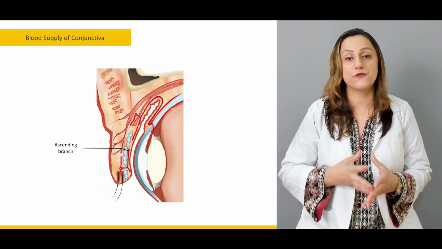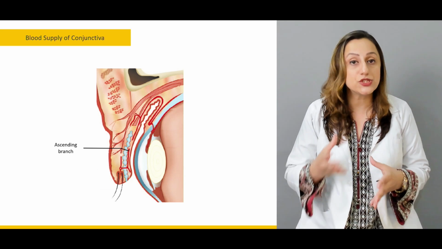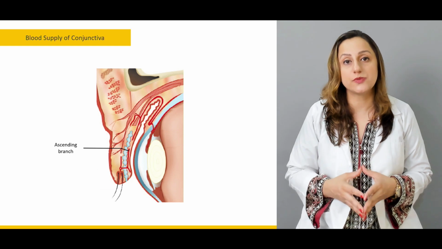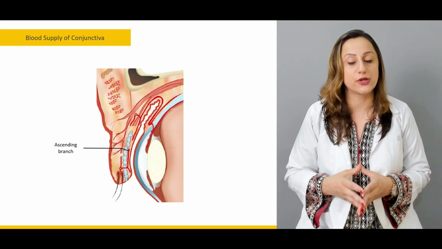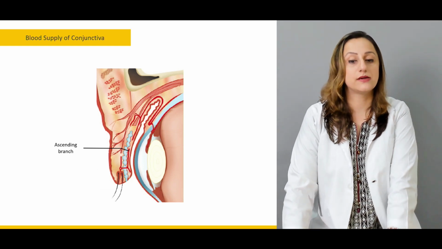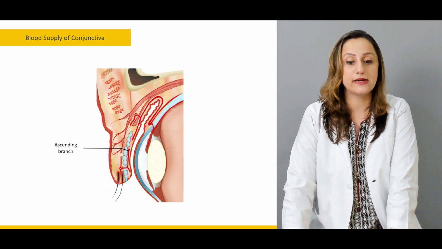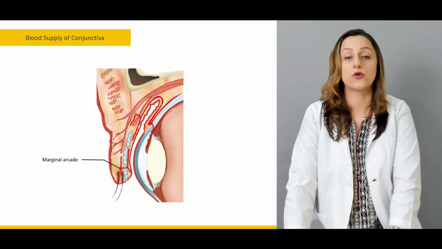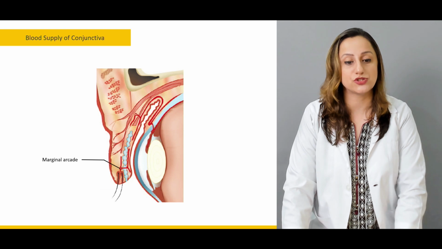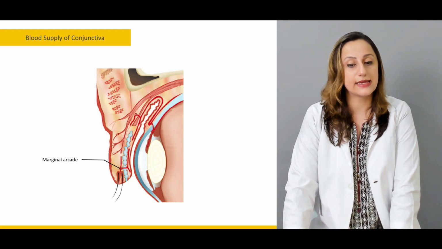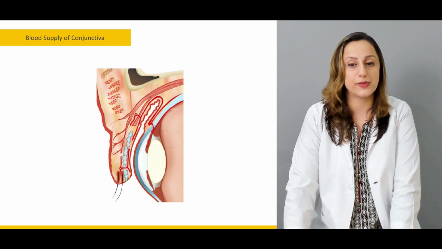Whenever there is an infectious state or an inflammatory condition, this blood supply comes into play, and it is responsible for transporting the inflammatory cells to this particular location. So this complex blood supply is very important for transporting oxygenated blood to this conjunctiva. The marginal arcade is again very important over here, and then we have a subconjunctival plexus that comes into play.